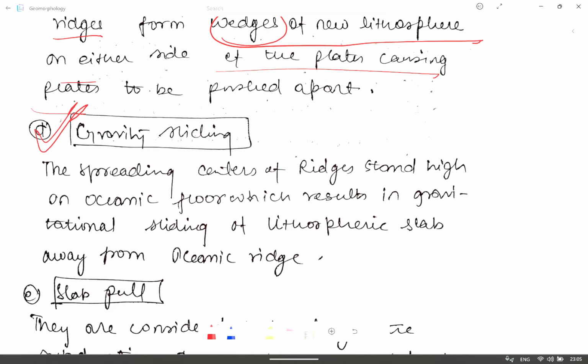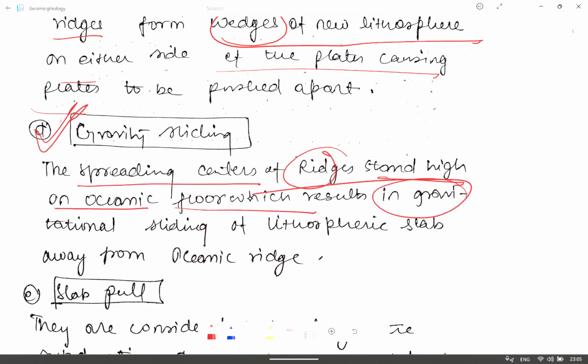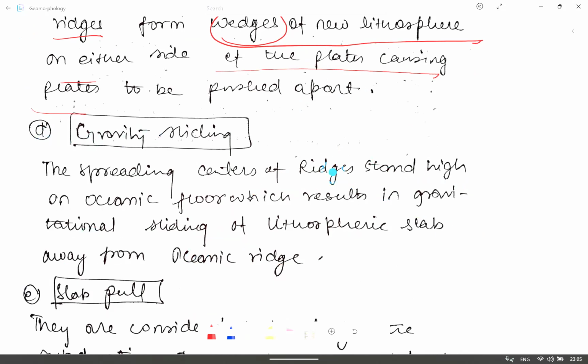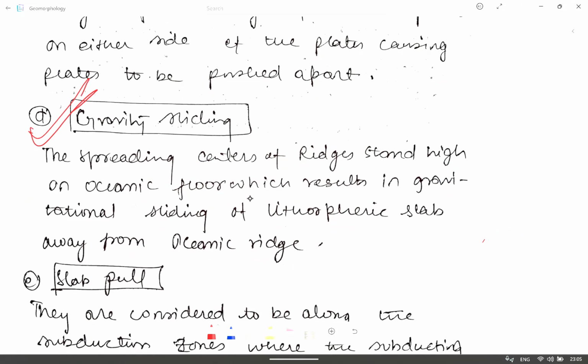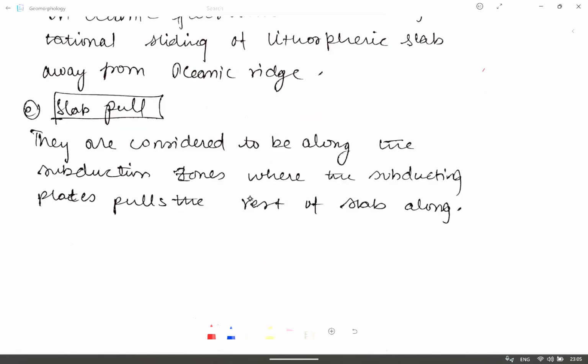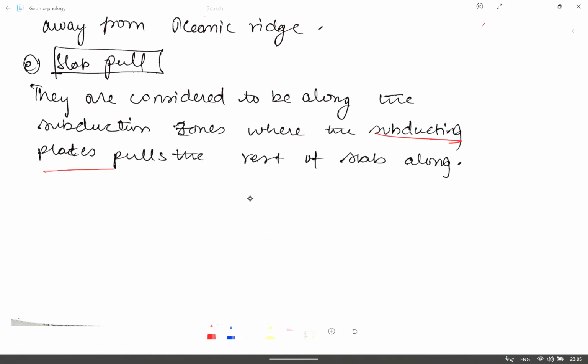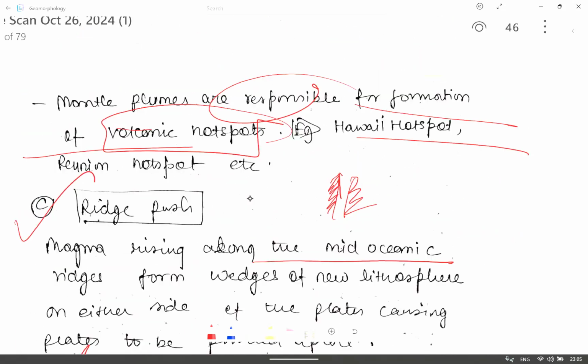Next is gravity sliding. Gravity sliding क्या होता है? The spreading centers of the ridges stand high on the oceanic floor, which results in the gravitational sliding of the lithospheric slab away from the oceanic ridge. So due to gravity, just sliding over of the plates, the spreading center of ridges stands high on the oceanic floor, जिसकी वजह से gravity sliding होता है of the lithospheric slabs. Slab pull क्या है? They are considered to be along the subduction zones, जहाँ पे subducting plates pull करता है rest of the slab को अपने साथ.